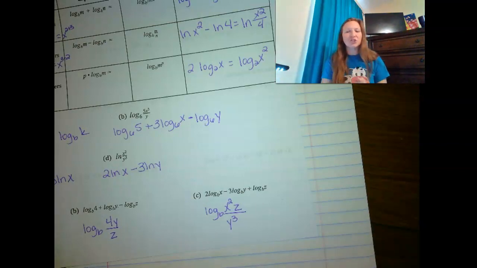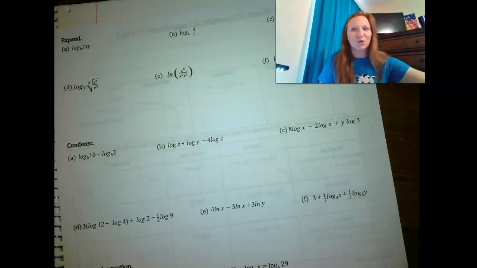Okay, so now you have the general idea of how to use the 3 properties that we have. On the back, I'm not going to work all of these, but if you need some extra practice, I posted the full key on my website so that you can get some extra practice if you're still not getting the hang of these. But I want to point out a couple special ones that I thought were a little more challenging.